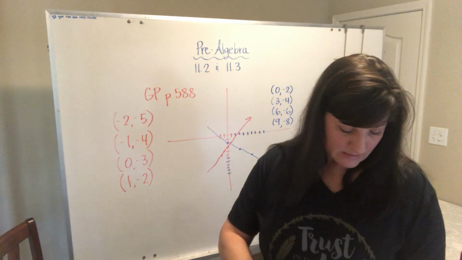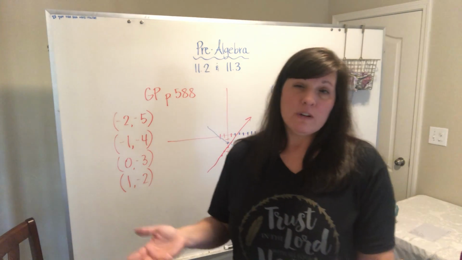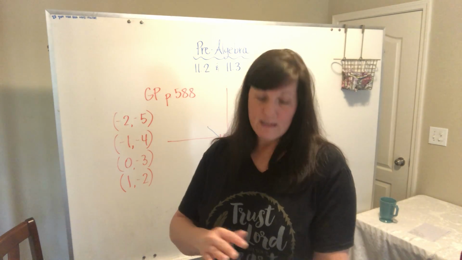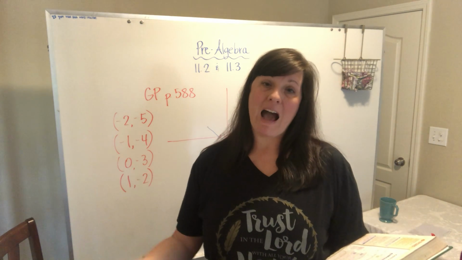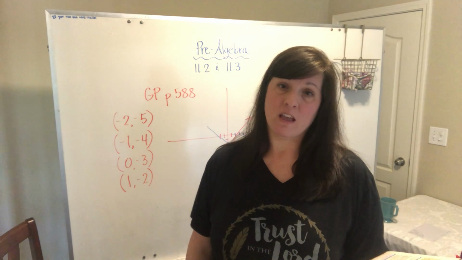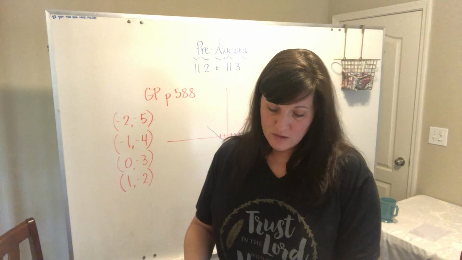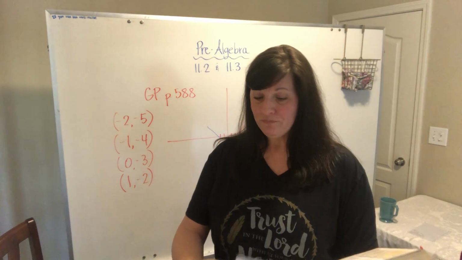That will have a positive relationship. So for an answer for number 12, you would write, as the pizza increases, the price increases. That's a positive relationship. That explains about everything you need to know for 11.2.